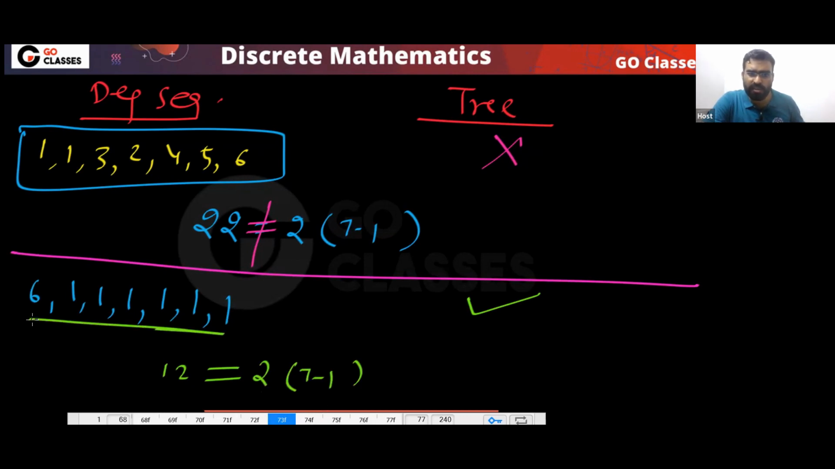Okay, and you can notice every vertex has degree greater than or equal to 0. Actually, what graph will you get? You will get a star graph. Like this, you will get a star graph.